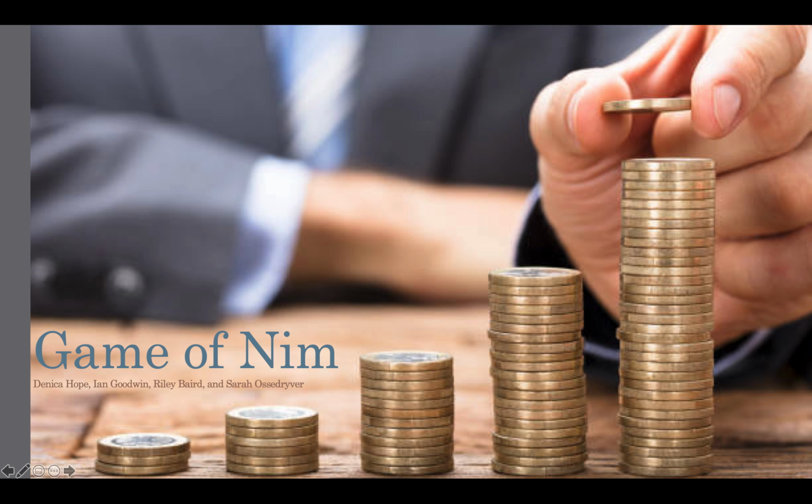Dating as far back as the 16th century, NIM is a strategy game which involves multiple piles of discrete objects, with two players taking turns at removing one or more objects from a single pile. Two variants of the game exist: normal play, in which the player to take the last object wins, and misère, in which the player to take the last object loses.